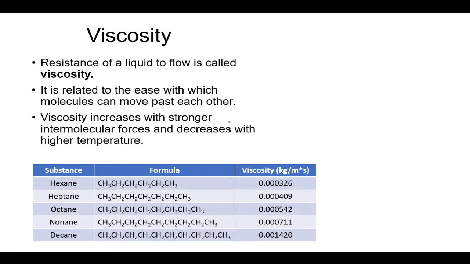And viscosity is a little counterintuitive. Something with a high viscosity has a really slow flow. There's a lot of resistance to it flowing, so it sort of oozes. Okay, so a low viscosity would be something that flows really, really freely. And so this resistance of a liquid to flow is really related to the ease with which molecules can move past one another.